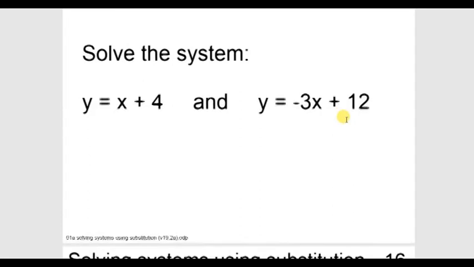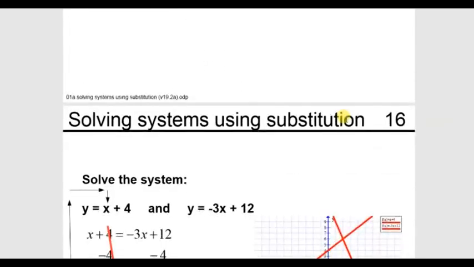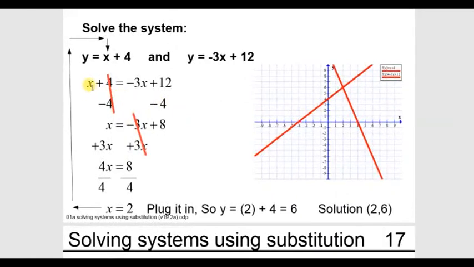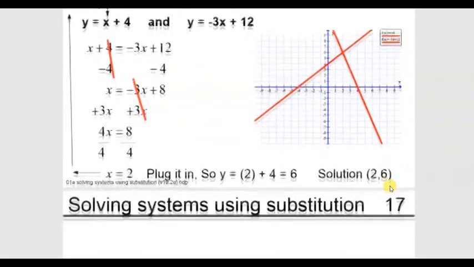Okay, do I have an answer for this on the next slide? I set the two equations equal to each other. I move the 4, I move the 3, and I get 2 comma 6. Did you get 2 comma 6? Let's do another one.